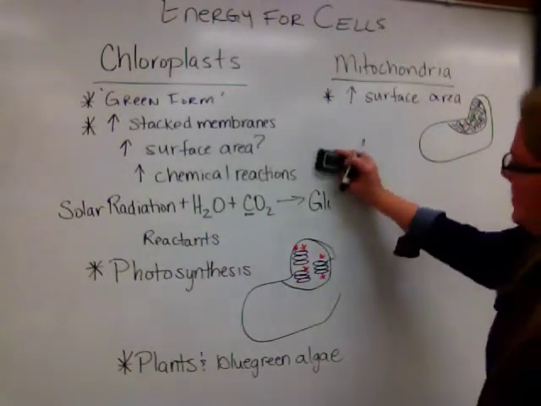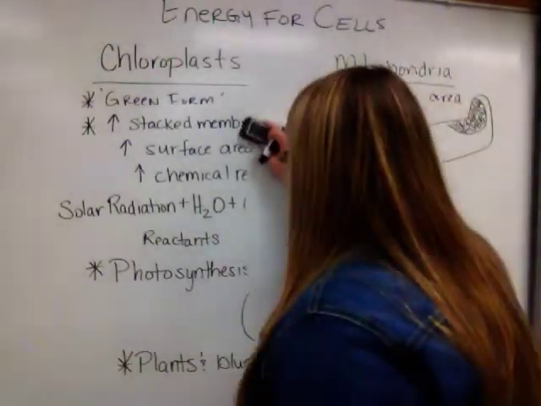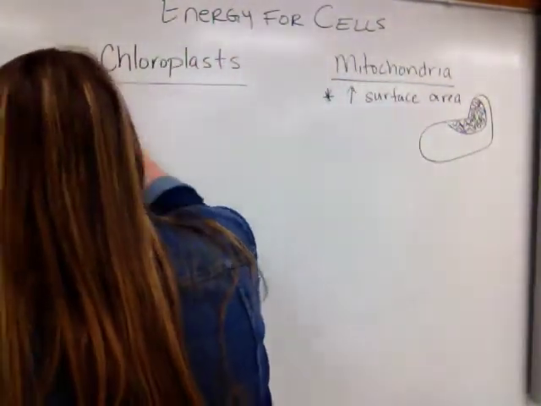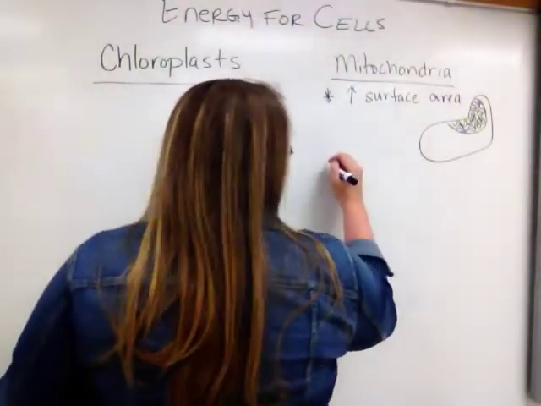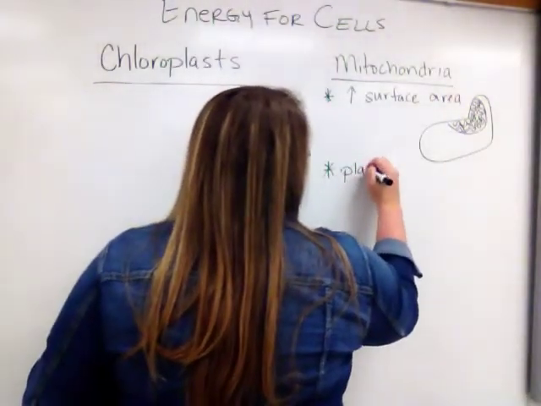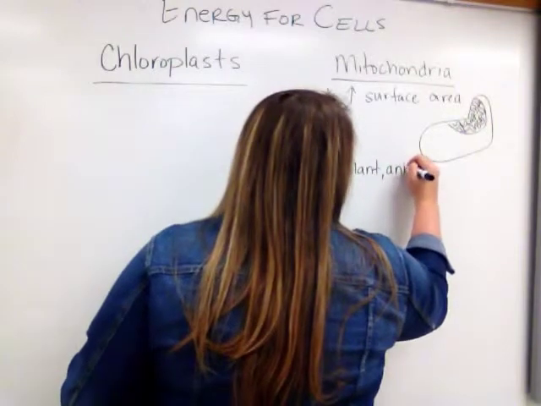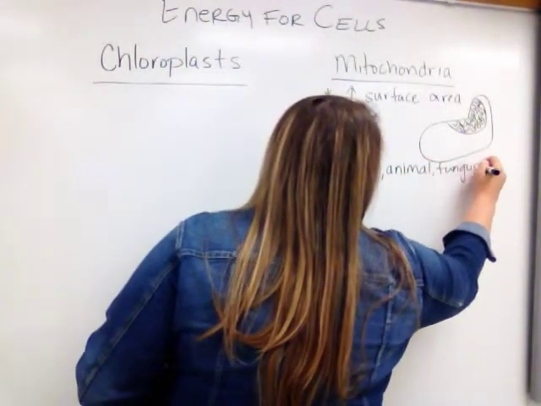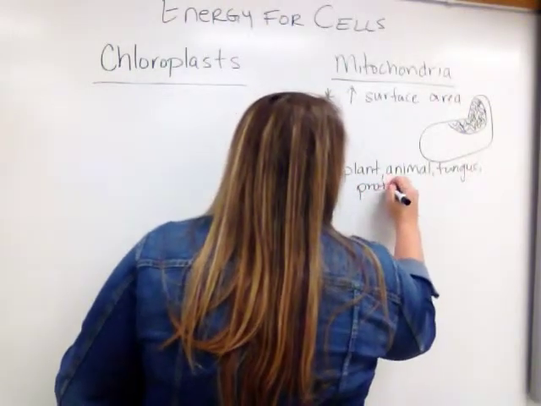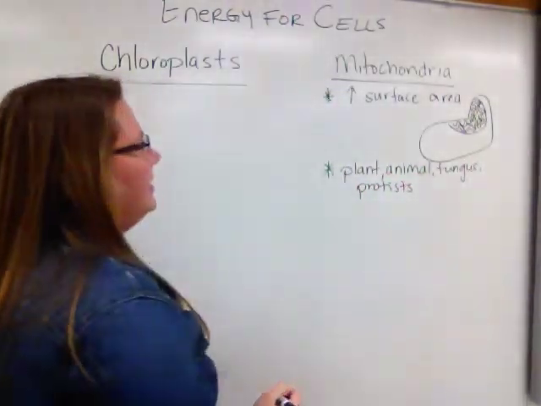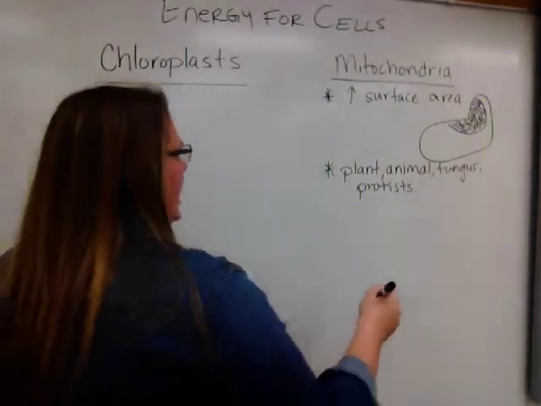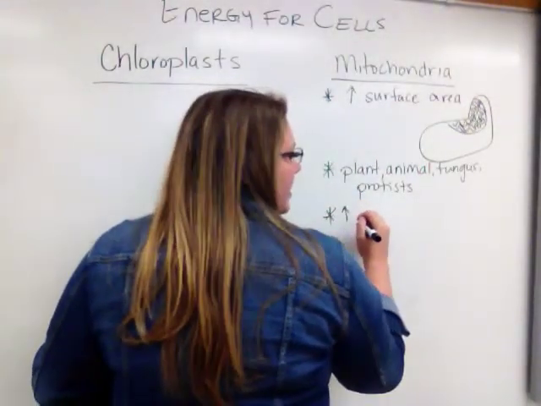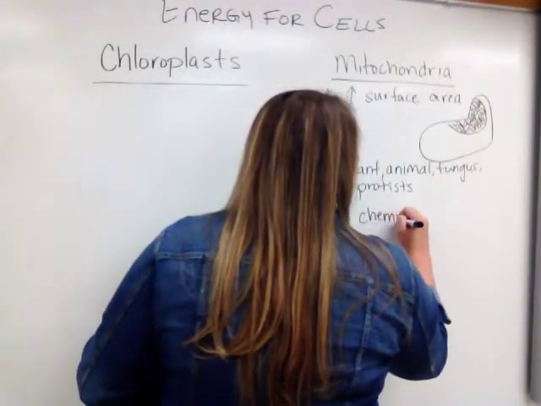Mitochondria are found in all living cells because they are the organelle of energy. So they're found in plants, animals. You have them in fungus. You have them in protists. But what you need to remember, once again, is that high surface area is going to give us a large amount of surface for chemical reactions to take place.